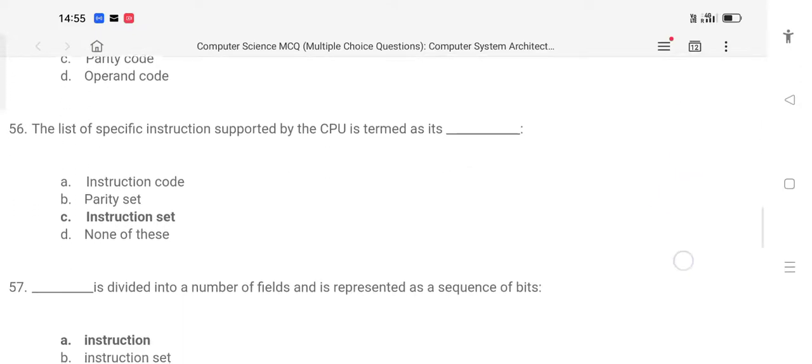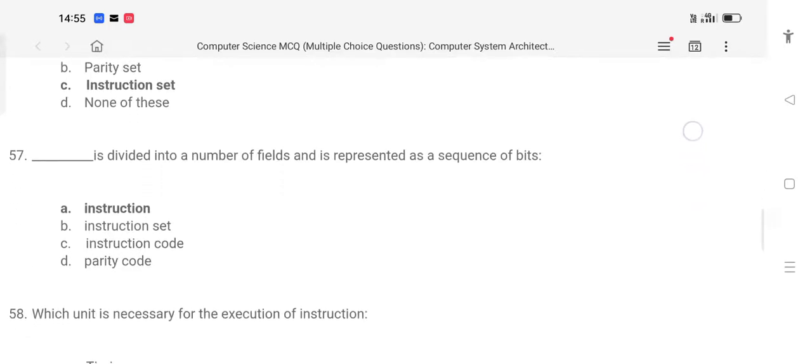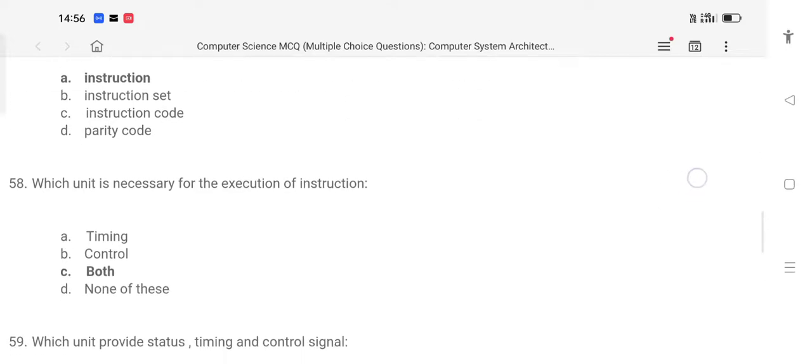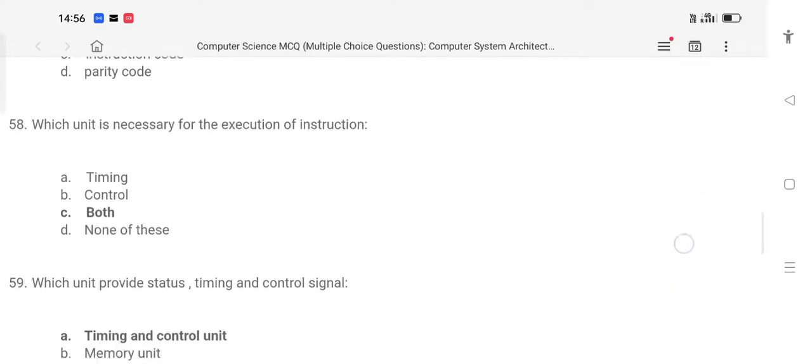Instruction code. The list of specific instructions supported by the CPU is termed the instruction set. The instruction is divided into some number of fields and is represented as a sequence of bits. Which unit is necessary for the execution of instructions?